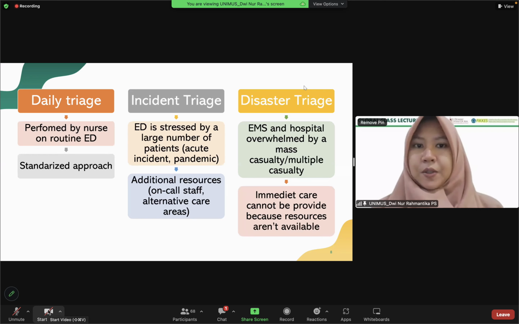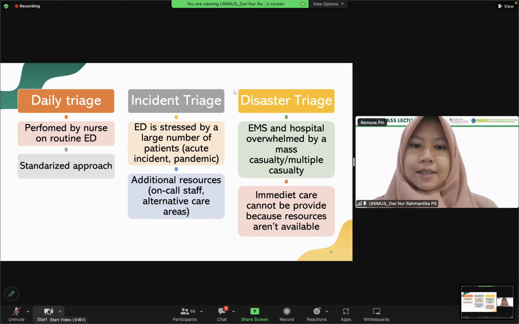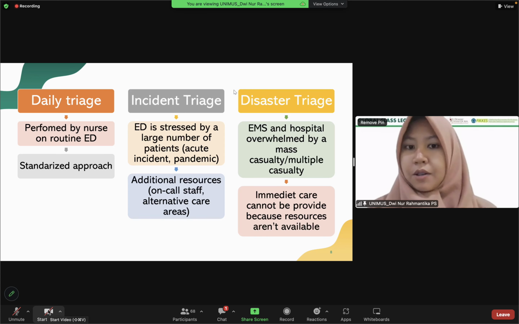Mr. Hanif already explained the kinds of triage, but in this slide, I would like to underline my specific topic about disaster triage. The difference is in the goals. For daily and incident triage, the priority is the patient who has a worsening condition. It doesn't matter whether they have a high probability to live or not.